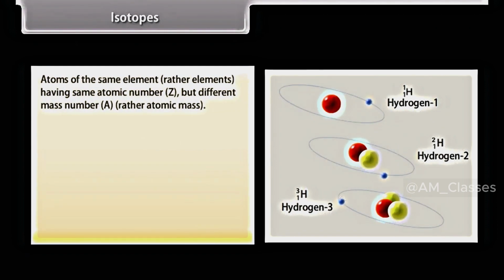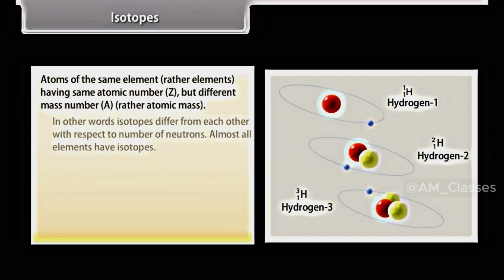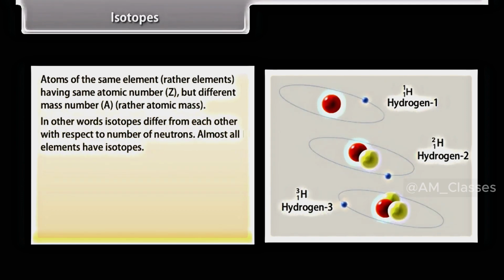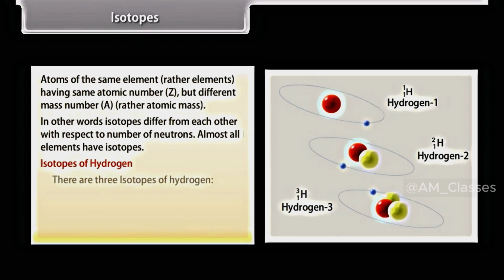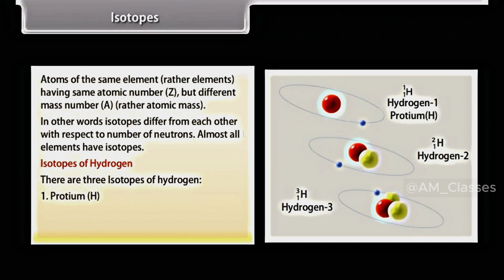Atoms of the same element, that is, elements having the same atomic number Z but different mass number A, or atomic mass. In other words, isotopes differ from each other with respect to the number of neutrons. Almost all elements have isotopes. Isotopes of hydrogen. There are 3 isotopes of hydrogen. 1. Protium. 2. Deuterium. 3. Tritium.